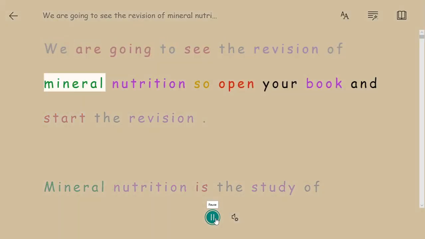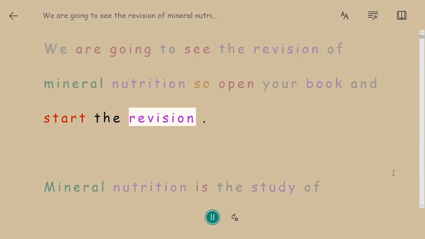We are going to see the revision of mineral nutrition, so open your book and start the revision.